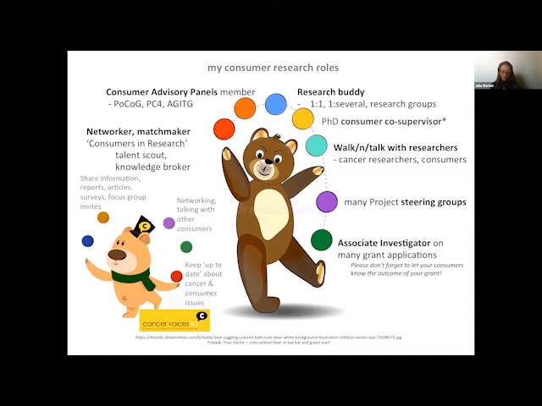So I want to start by describing the consumer advisory group role I play for PoCoG, and I joined in this in mid-2010. They're a group of about 10 cancer survivors, carers, with different cancer types, circumstances from around Australia, contributing what we know from our lived experience and via our personal networks. We provide a brain's trust of consumer advice to the multiple researchers and to PoCoG as an organisation.